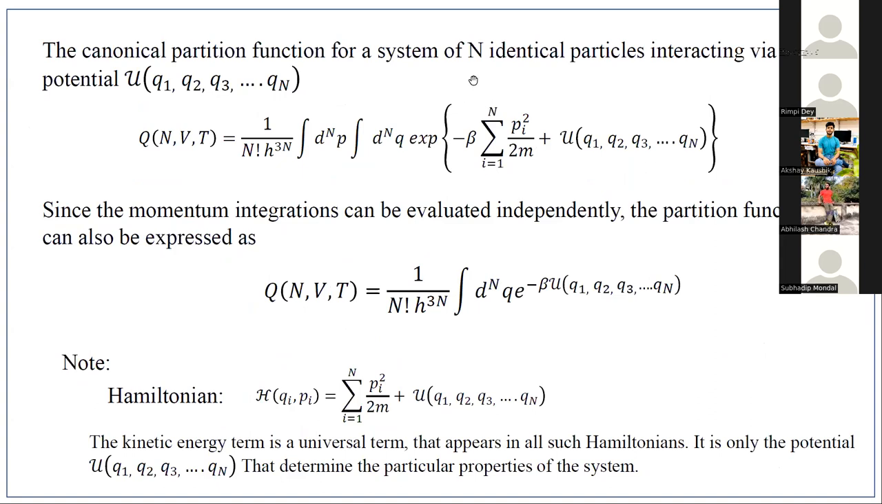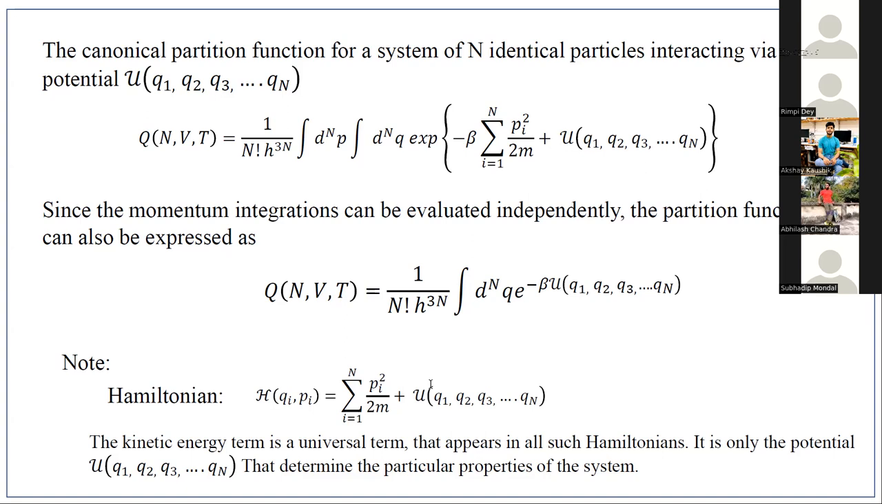Now, the canonical partition function for a system of identical particles interacting via the potential energy, we can represent as the integral of the momentum term and the potential energy term. Since in this equation the momentum integration can be evaluated independently, the partition function can also be expressed using only the potential energy integral. And note that in the Hamiltonian, the kinetic energy term is a universal term that appears in all such Hamiltonians. It is only the potential energy that determines the particular properties of the system. So we can integrate only the potential energy term to find the properties of interest.